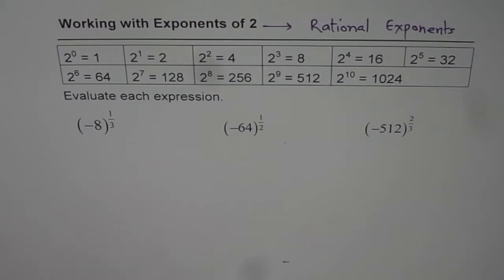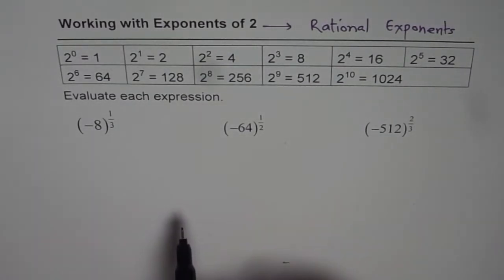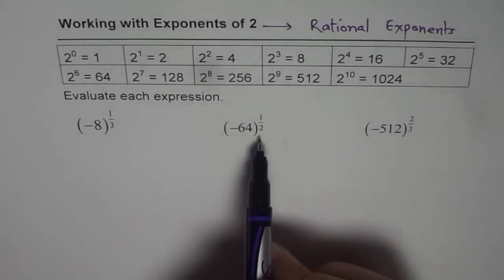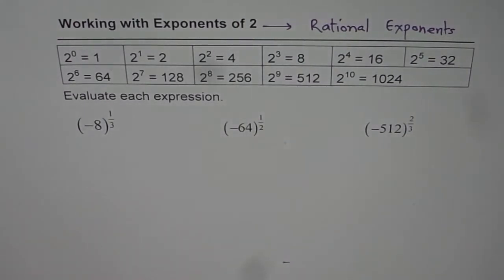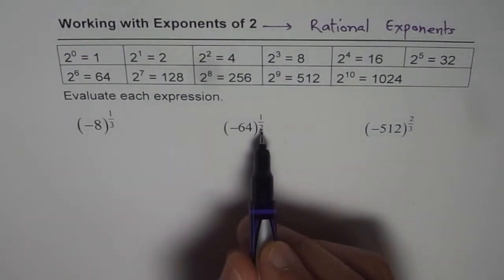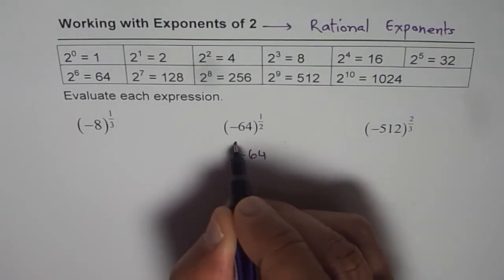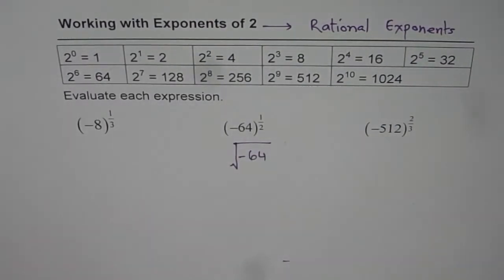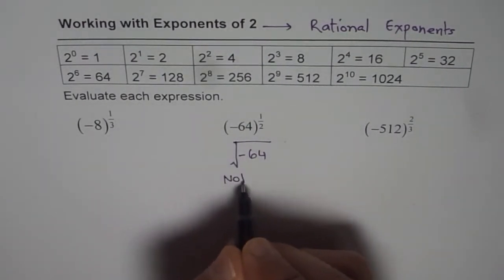Now remember one thing, since we have all negative numbers here, I'm just going to remind you that for a square root, or whenever the exponent is even, we cannot have a negative number in the radicand. Minus 64 to the power of 1 over 2, or square root of minus 64, does not exist. So this is not valid.